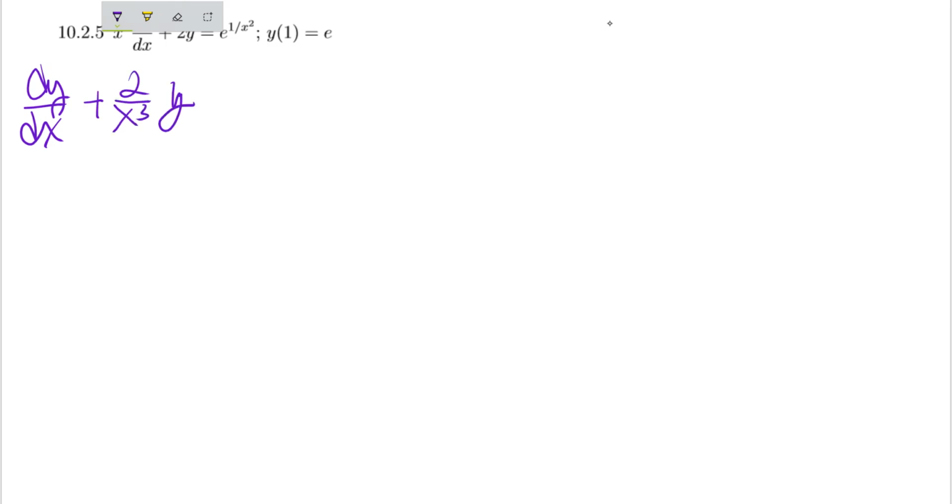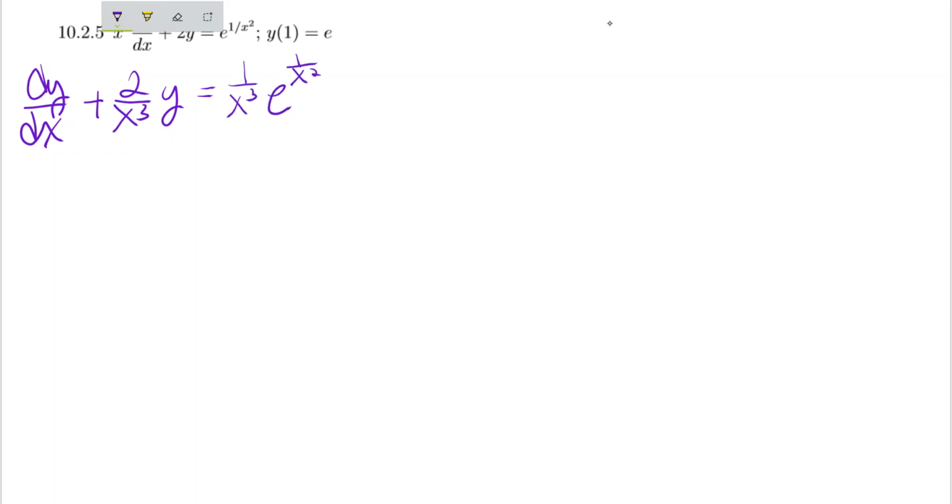Come on, pen. dy/dx equals, and I'm going to have to move the y over. Oh wait, the y is already over on the other side. Yes. Plus 2 over x cubed y. I'm writing it like that because it's easier to see what the p function is then, because it's always just whatever you've got times y. Equals 1 over x cubed e to the 1 over x squared.